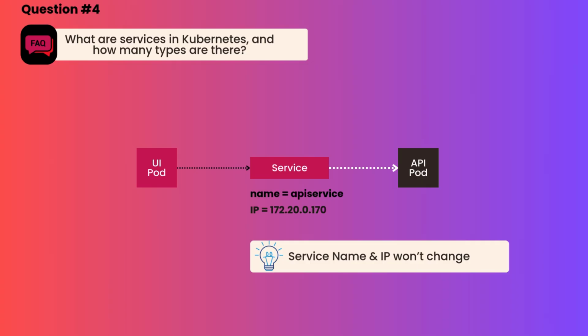Even if the pod is rescheduled on a different node and the pod IP is changing, those changes are dynamically detected by the service. Now for the UI pod, there is no problem of a dynamically changing IP address. The UI pod always communicates with the service IP address or the service name, which is going to be consistent. This is the first scenario of using a service.